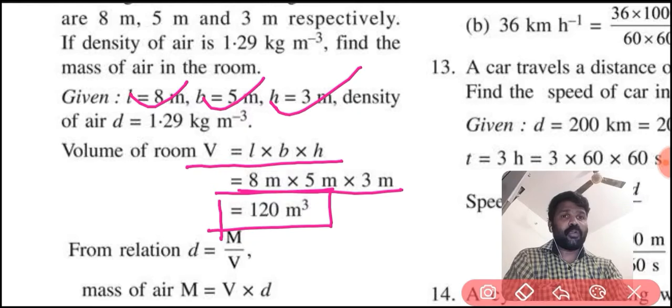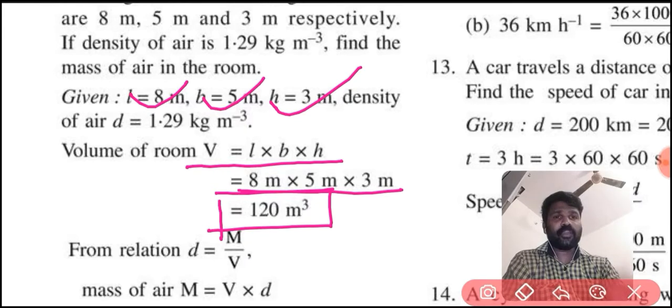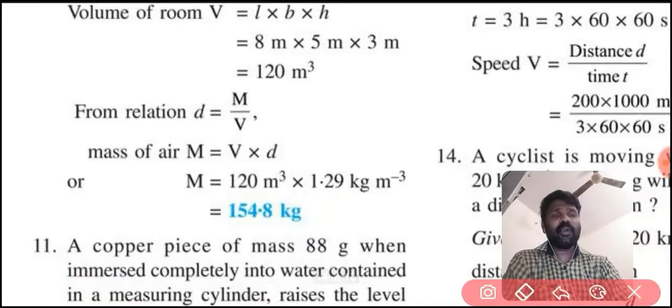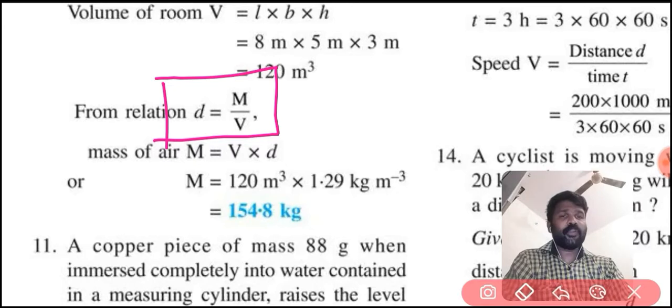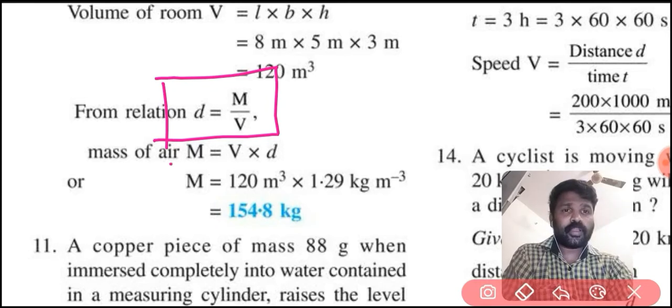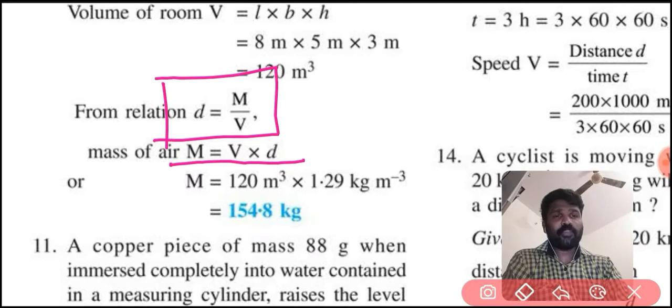Okay, now we got V and we already know D, and also we know the formula of density, that is equal to M upon V, mass upon volume. Density D is equal to mass upon volume. Now how to find out the mass of air? What is the formula to find out M? That is equal to V into D. Mass M is equal to V into D.